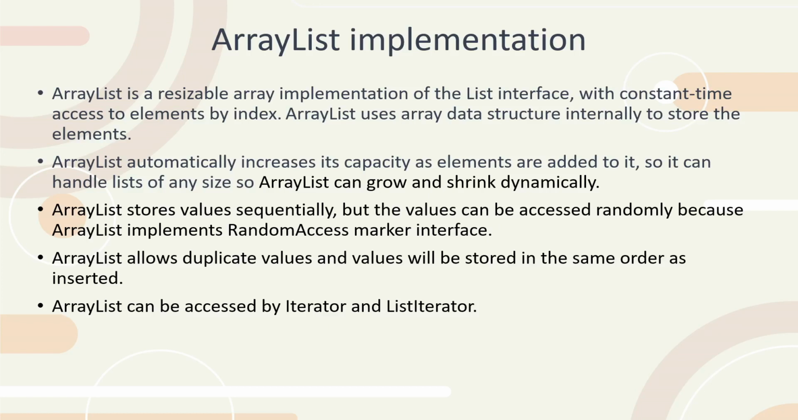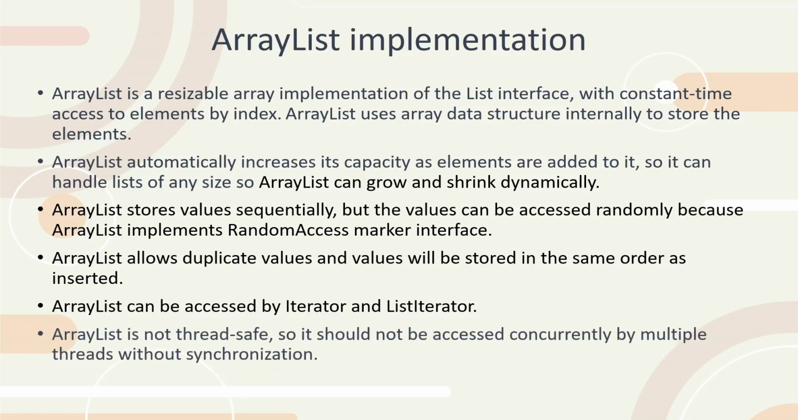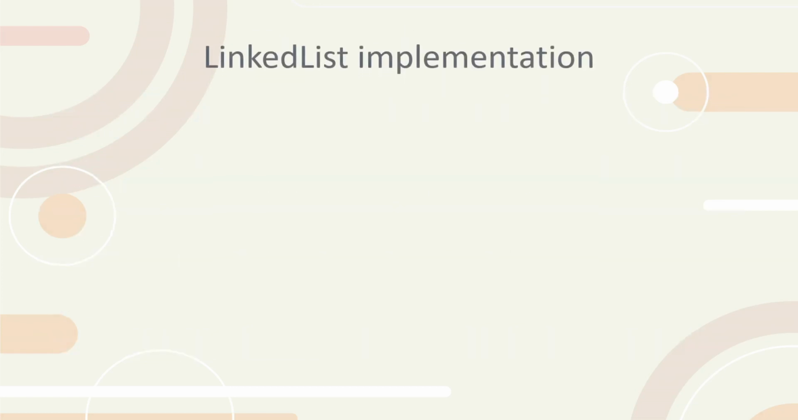ArrayList can be accessed by an iterator or list iterator. ArrayList is not thread safe, so it should not be accessed concurrently by multiple threads without synchronization. This is great for dynamic lists, but ArrayList is not thread safe, so we need to be careful when accessing it concurrently from multiple threads. So this is about ArrayList, and now let's look into the LinkedList implementation.